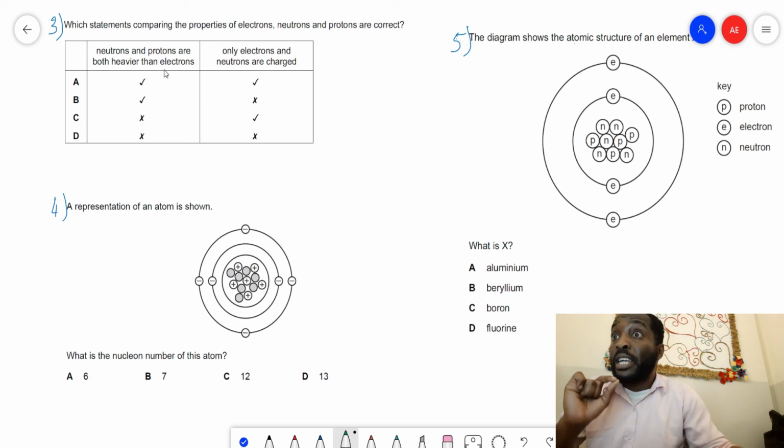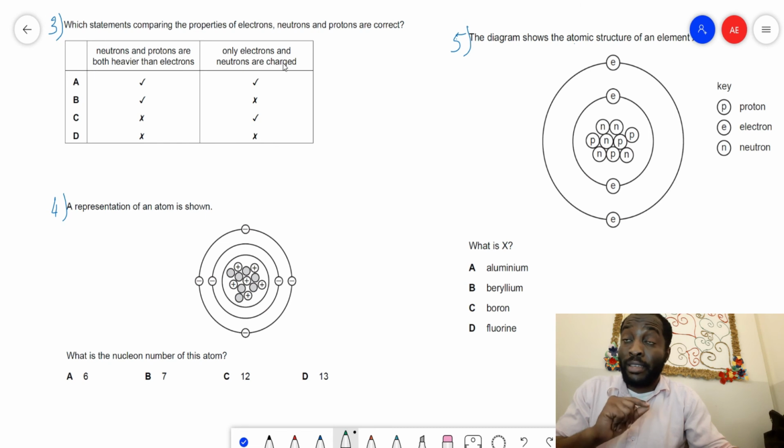Neutrons and protons are both heavier than electrons. That statement is of course very correct. So that tells us that A and B will be the right answer, so we don't care to look at C and D. The second statement says only electrons and neutrons are charged.